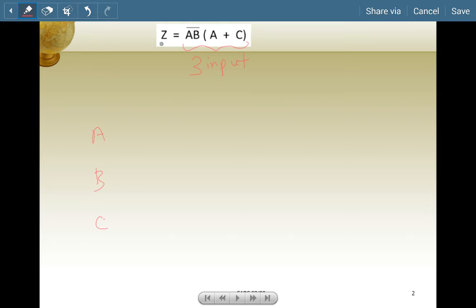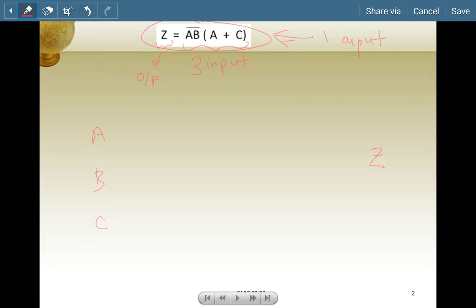And this equals Z, so Z is the output. You are only given one expression, and one expression means one output. If you are given 2 expressions, it means on the same diagram you draw 2 outputs. So there's only one output. Let's draw a Z at the right side. Normally inputs we draw on the left side, and outputs on the right side. Okay, let's start working on it.